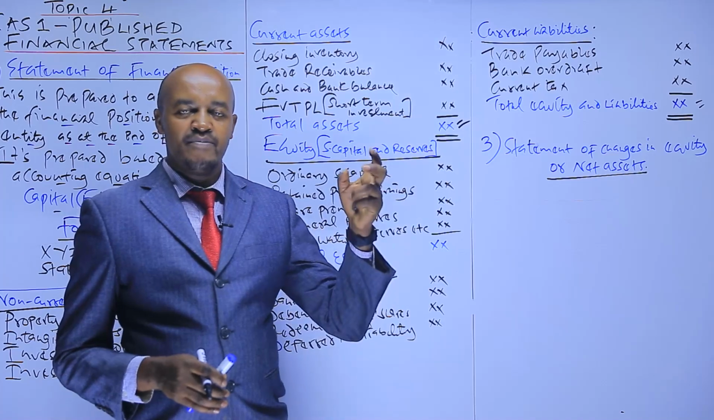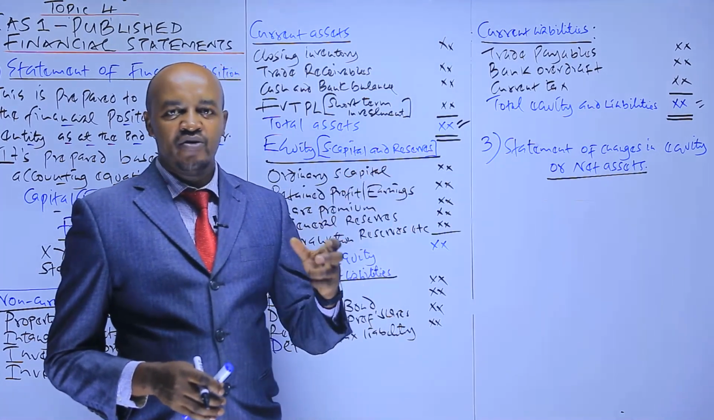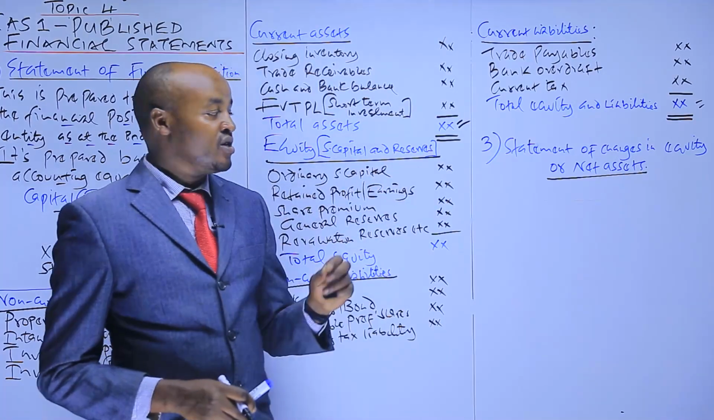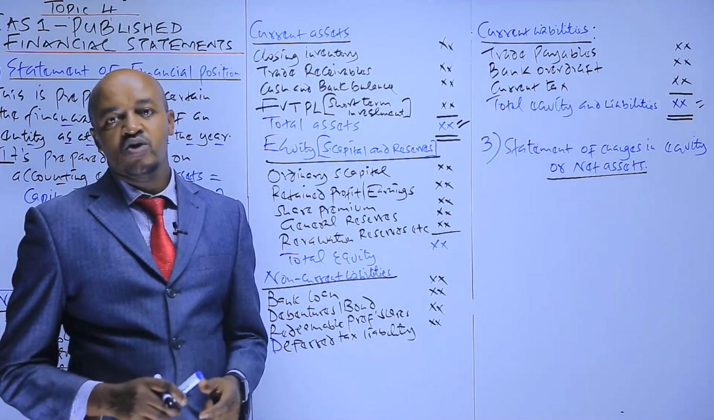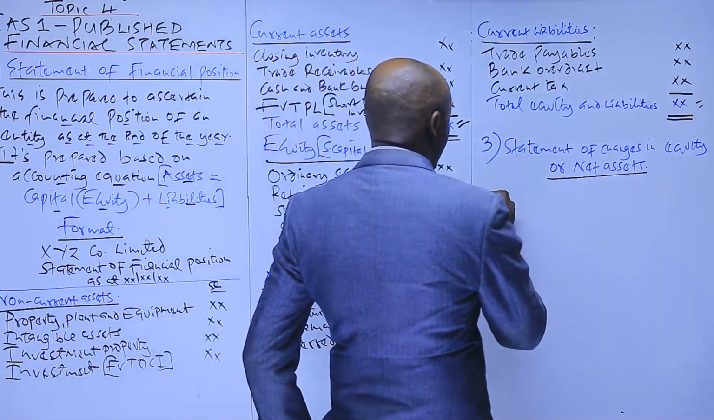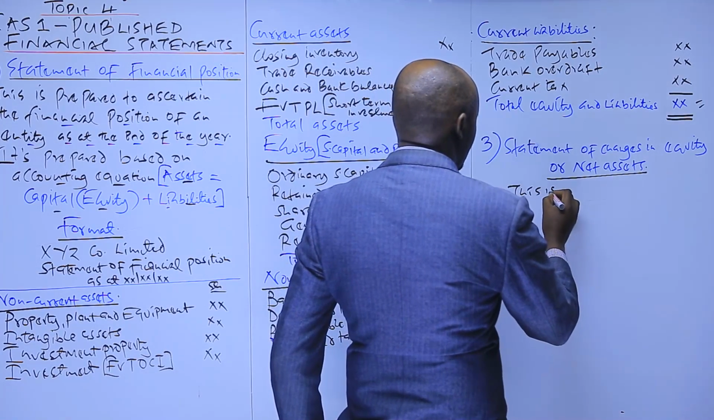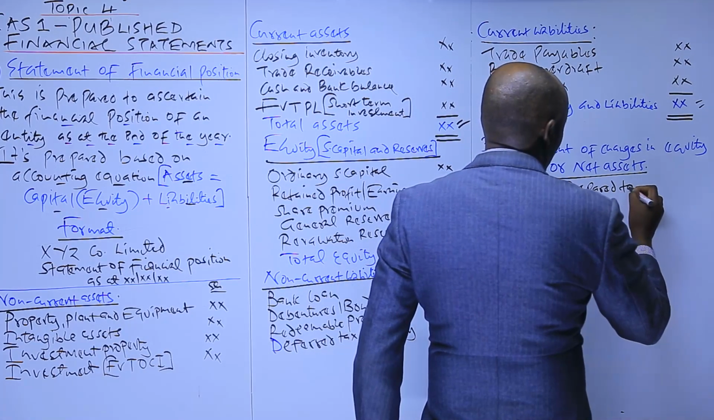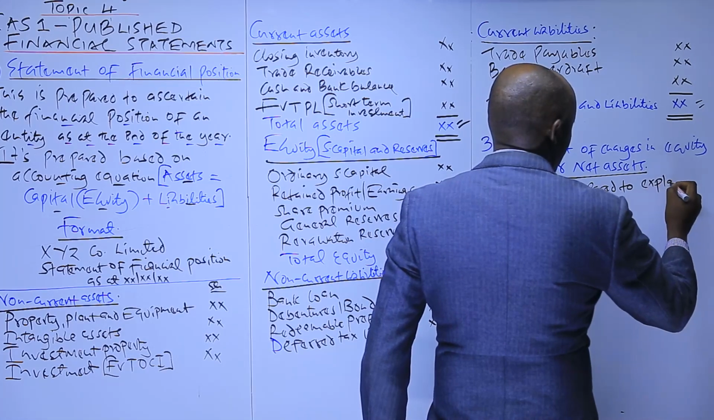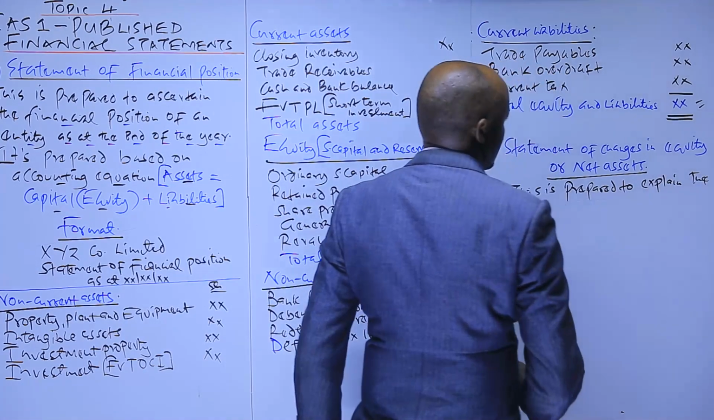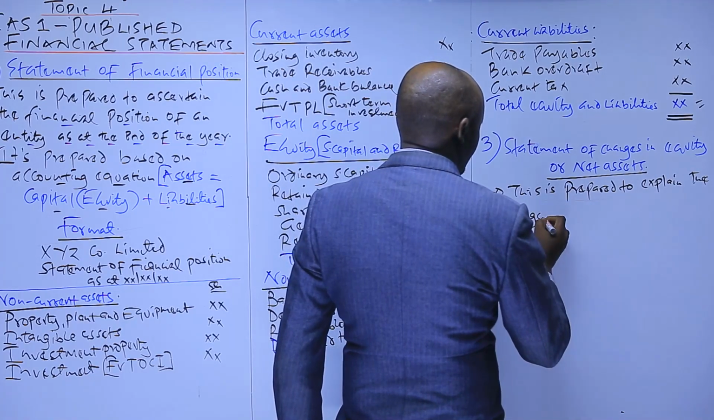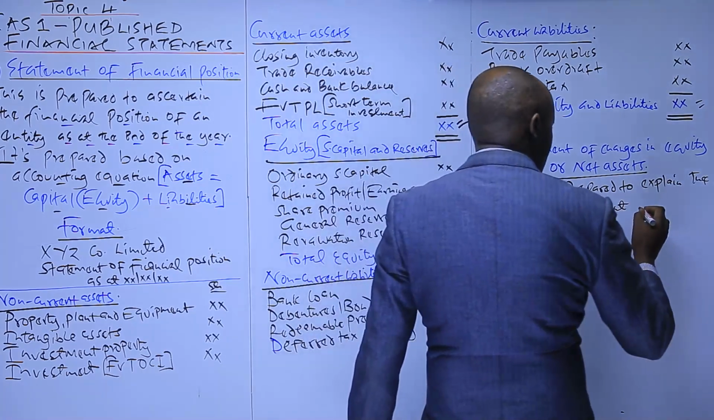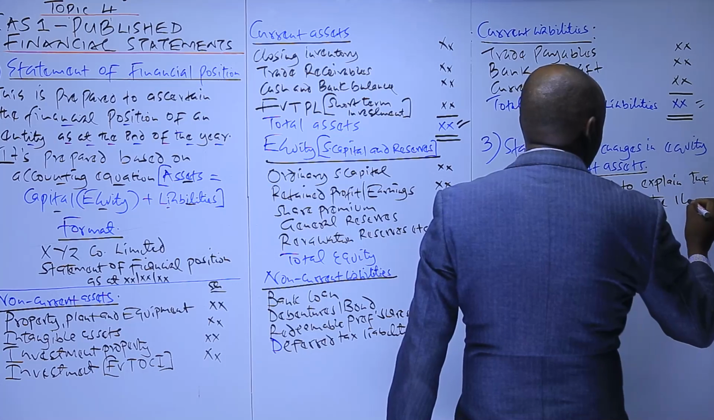If the ordinary share capital of the company at the start was 20 million and at the end of the day is 50 million, why was that change? You can only get that explanation from what you refer to as a statement of changes in equity. So that's why we are saying this is prepared to explain the change or movement in the items of equity.